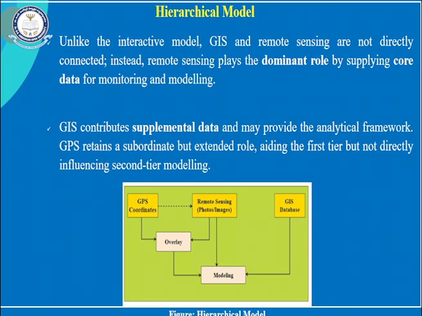Unlike the interactive model, GIS and remote sensing are not connected. Instead, remote sensing plays a dominant role by supplying data for monitoring and modeling. GIS contributes supplemental data and may provide the analytical framework. GPS retains a subordinate but extended role, aiding the first tier but not influencing the second tier.